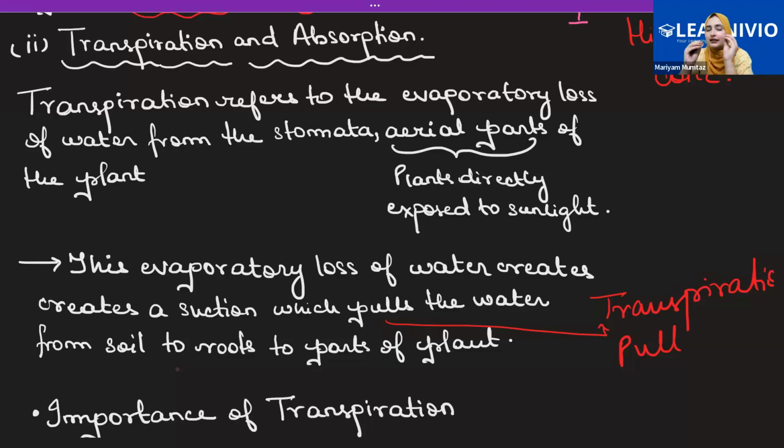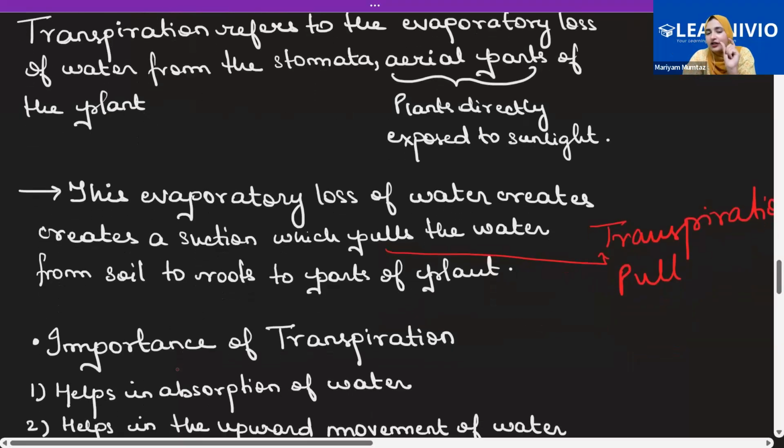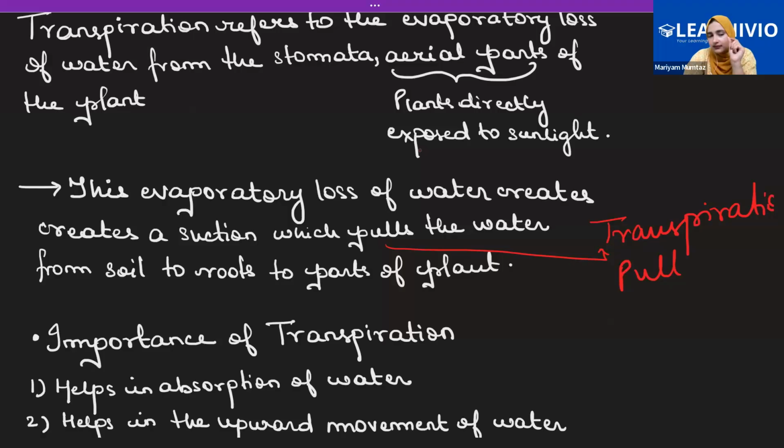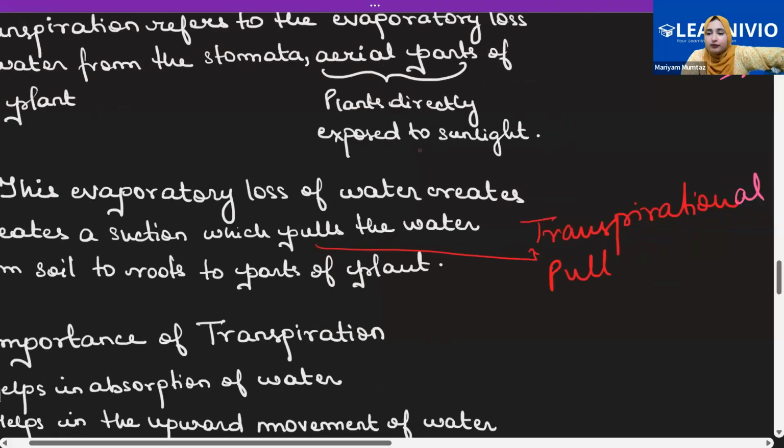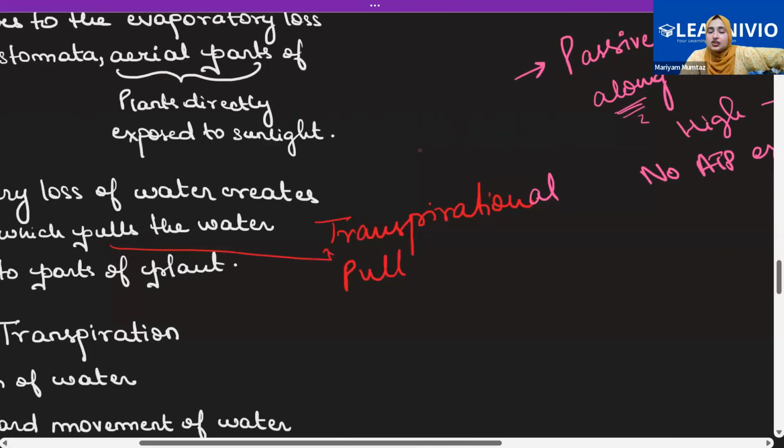So with this transpiration, the water is being lost from the stems or the leaves, and this constantly creates a pull so that the water could be absorbed from the soil as well. This evaporatory loss of water creates a suction, sort of like how you drink through a straw, you create suction. In the same way, the suction is created because of the loss of water, and this pulls the water from the soil to the roots. Clear? And this kind of pull is called transpirational pull.